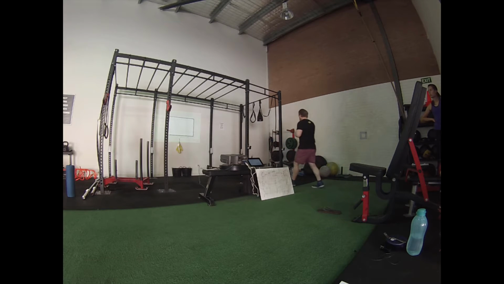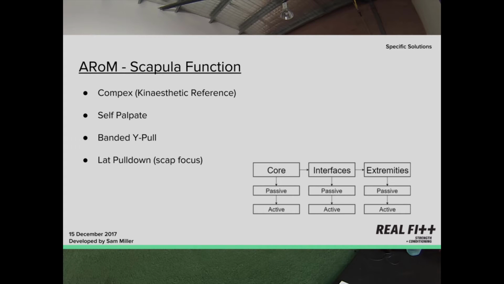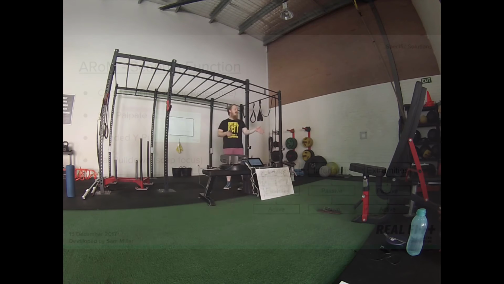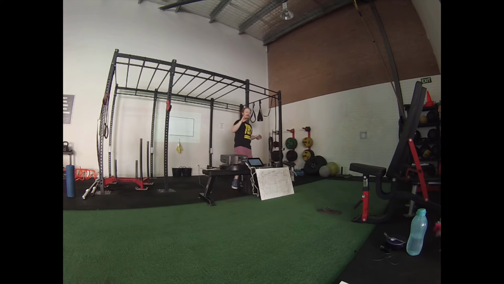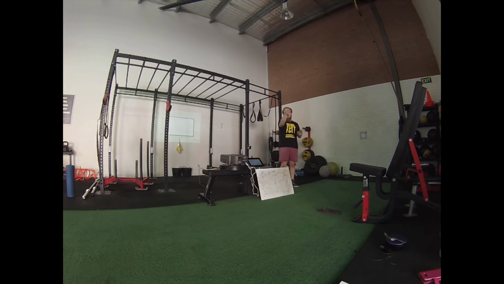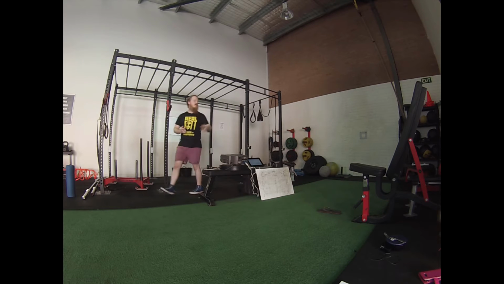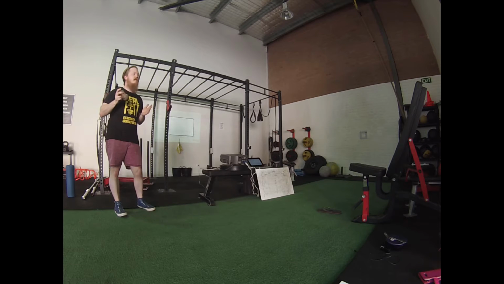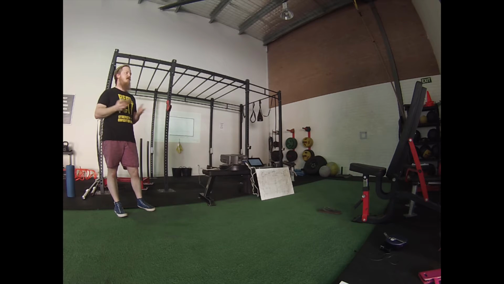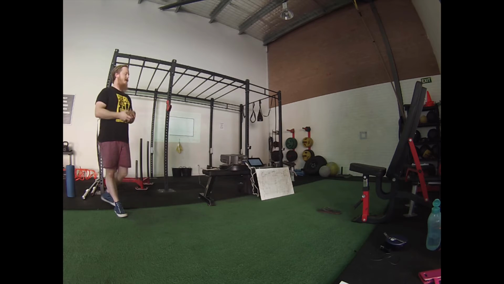Scap function. This is where the complex pays for itself. This is so hard to teach people because having a reference for it is just ridiculous. Who failed scapular assessment on at least one arm? Did anyone pass on both arms? No, so everyone failed. If I told you to retract and compress your scapula, would anyone know how to do it? Would you even know if you were doing it right or wrong? This is where it becomes really difficult.